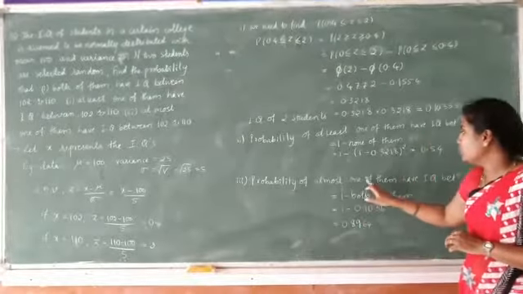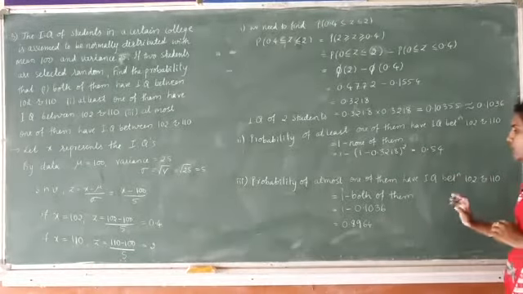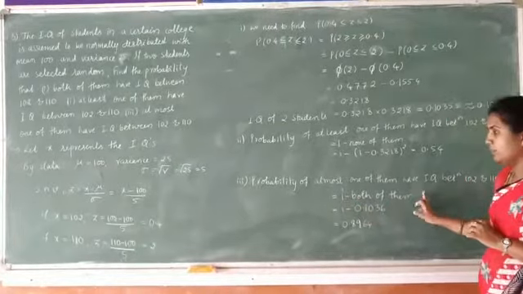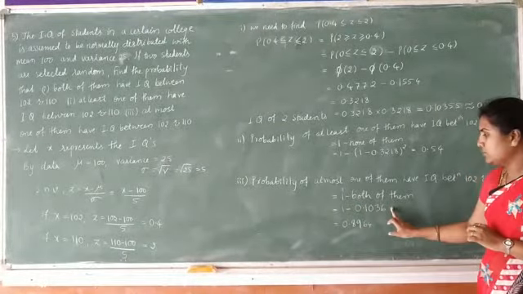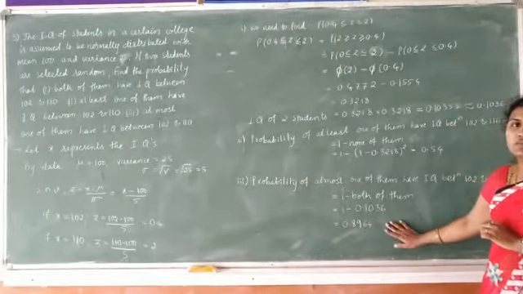Next, the probability that at most one of them has IQ between 102 and 110. That is 1 minus both of them. 1 minus 0.1036. Nothing but 0.8964.